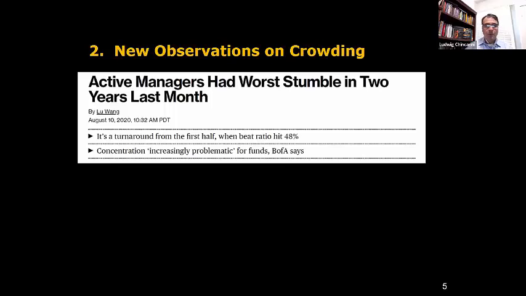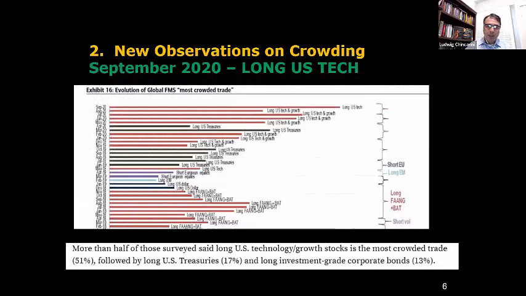Okay, so these are the stories that all of you are reading on crowding. Active managers had worst stumble in 2 years last month. The worry now is that long U.S. tech is the crowded space. And this is from another bank, but you can see they're coming up with things that you know about already, that there seems to be a crowding in tech and growth stocks.